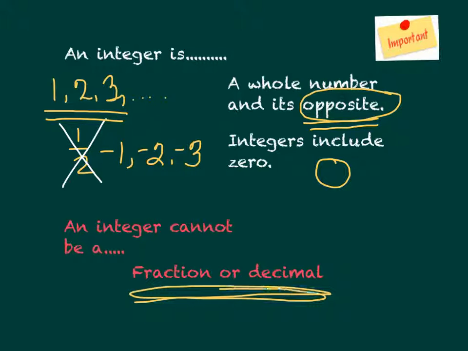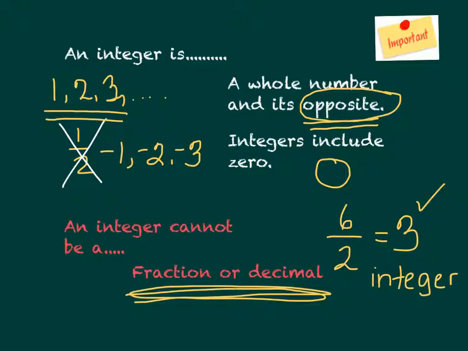But look carefully when you're given a fraction. If you're given a fraction that looks like this, 6/2, I'm always going to look to simplify any fraction that I'm given. If I simplify 6/2, I'm going to get 3, and I know that 3 is an integer. So be careful when you're given a fraction. If you see that it's an improper fraction, where your numerator is greater than your denominator, just make sure that it doesn't simplify to a whole number.